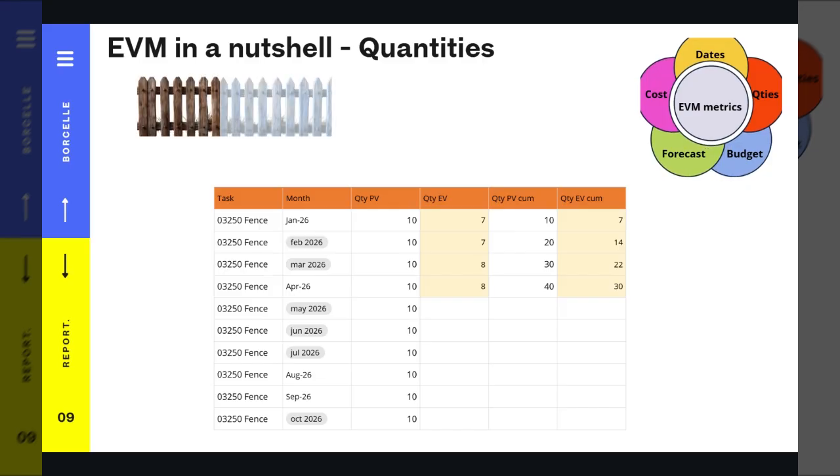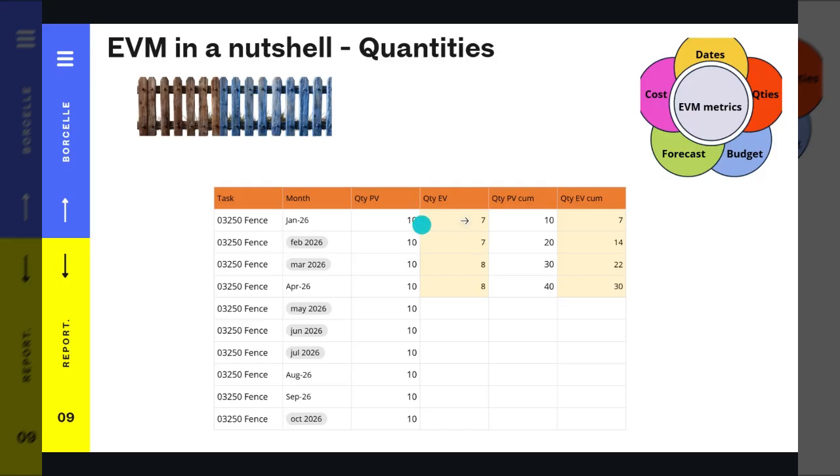But we're in month number 4, April, and we have installed the fence as follows. The first month 7 meters, the next month 7 meters, then 8 meters, 8 meters. So it's also important to understand that earned value metrics are calculated at the month instance as well as the cumulative. We are going to calculate the variances every month, but also cumulatively, because a big difference or variance in the month could not be the whole picture of the project.